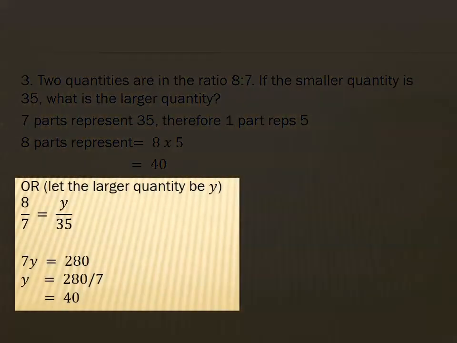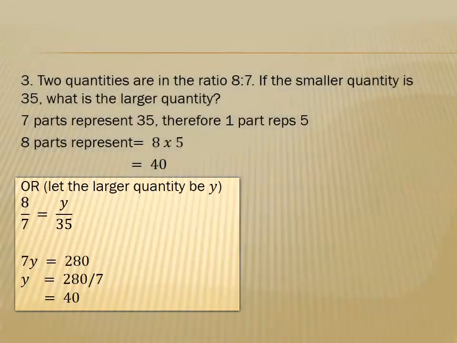Another way this can be worked is by letting the larger quantity be a variable, so let's say y. So 8 over 7 would be equal to y over 35, and by cross multiplying we will get 7y is equal to 280. Therefore y would be 280 divided by 7, which would give us the same answer as 40.